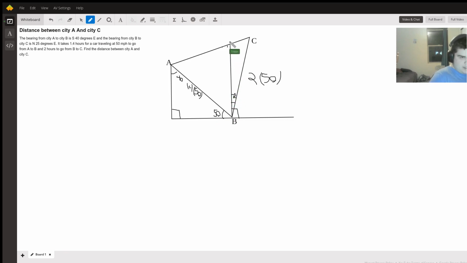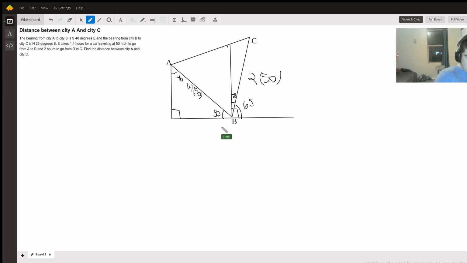Now this is a bit more complicated. The bearing from city B to city C is north 25 degrees east. And this line down here is just the east line, so north is 90 degrees above it. We know the bearing is 25 degrees off of north, so this little angle right here is 25. Since this is a right angle, this angle and this angle must sum to 90. If you do the algebra, you find out that this outer angle right here must be 65.